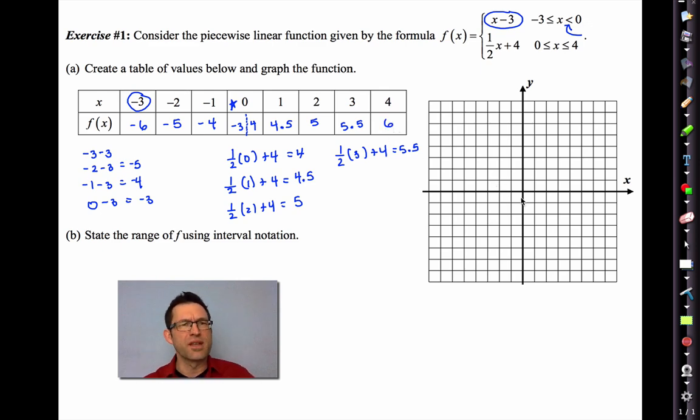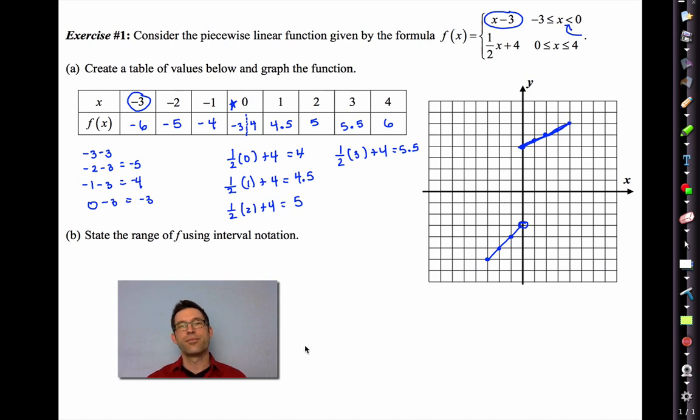So let's plot this thing. At -3, we have 1, 2, 3, 4, 5, 6. At -2, 1, 2, 3, 4, 5. At -1, 1, 2, 3, 4. Now at 0, I'm going to have a 3, but I'm going to draw it as an open circle because that point's not really on there. So this is that part of the formula. Now really at 0, what I really have is a +4. And then at 1, I have a 4.5. At 2, I have 5. At 3, I have 5.5. And at 4, I have 6. So I have that.